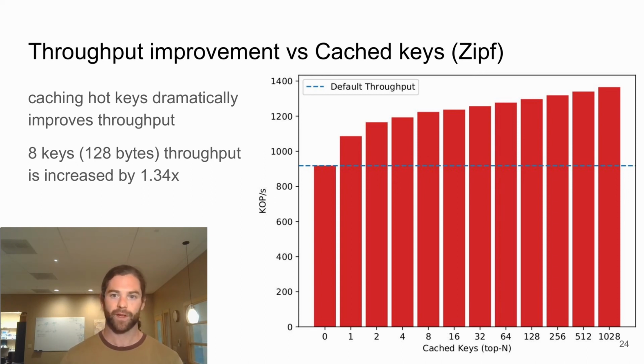And that's what you're seeing in this graph on the right as we increase the number of cached keys across the x-axis: even adding the top 8 most contested keys sees a relatively high improvement in the throughput. Specifically at 8 keys, which is only 128 bytes, we're seeing an improvement of 1.3x. And this increases all the way up to 128, where we see our value that we showed before of 1.4.